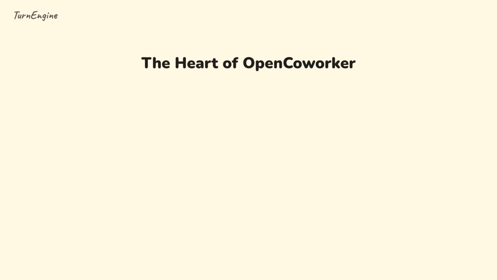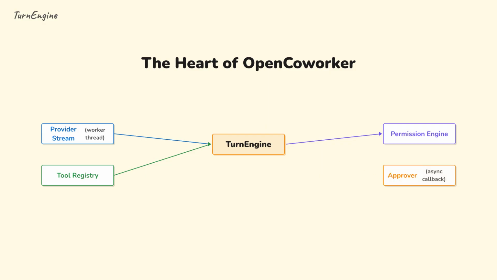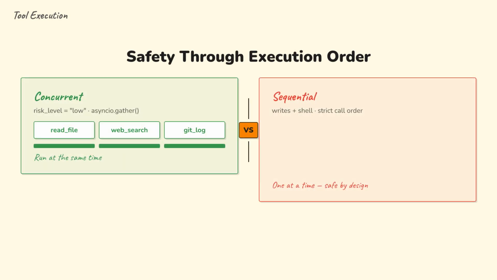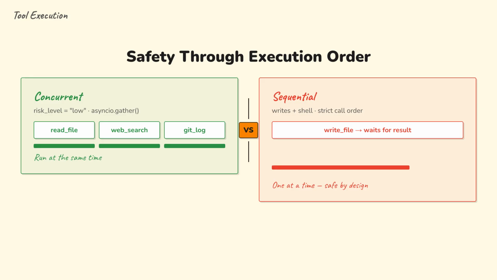The heart of OpenCoworker is the TurnEngine. It's fully async. The provider's blocking stream runs in a worker thread, pushing text deltas to an async queue so the UI stays live. Each user turn spawns an iteration loop. The engine streams assistant text, collects tool calls, handles approvals out of band, executes tools, feeds results back, and loops until done.